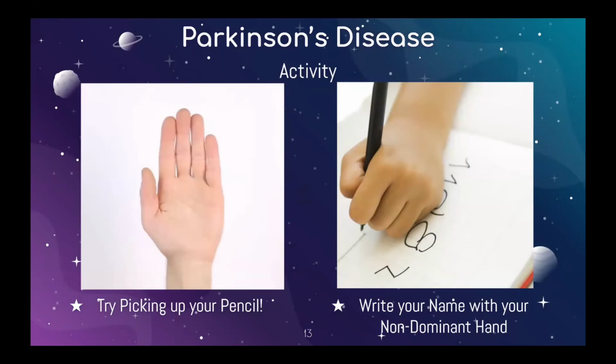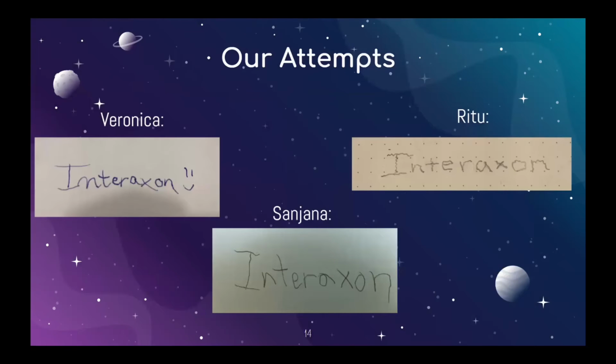Another simple activity you can do to test your fine movement control is to try writing out a word, such as your name, with your non-dominant hand. Take a minute and pause here to write your name with your non-dominant hand. Is it as clean as you normally write, or is it a little shaky? Here are our attempts at the last activity. Was yours better than ours? Keep in mind how both these activities help to show that Parkinson's causes a loss of fine muscle movement.